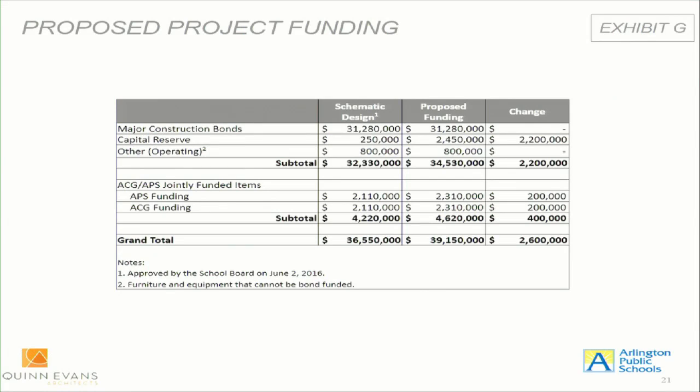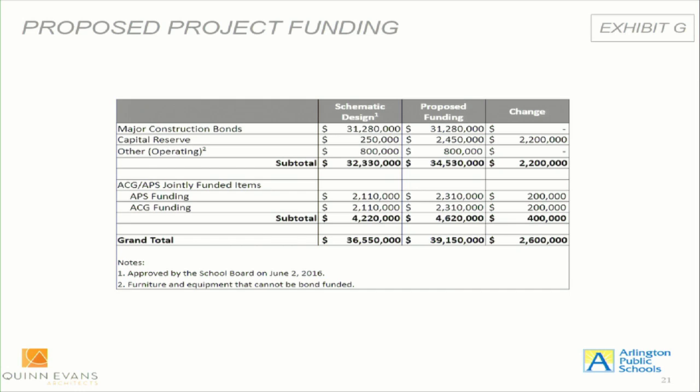But in the CIP that was approved 2 years ago, there were line items for the jointly funded items and the capital reserve item of $250,000. So those were already anticipated to be taken from the capital reserve. So I think the question I'm asking is, what is the overage, the unanticipated cost? The unanticipated cost is $2.2 million on the upper part of the slide and $200,000 for the jointly funded, $2.4 million total.